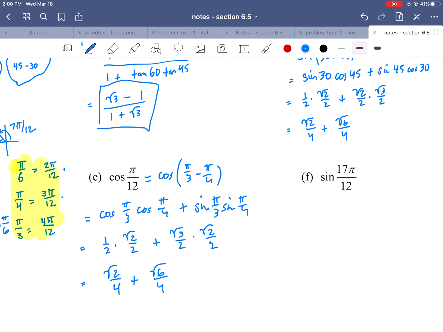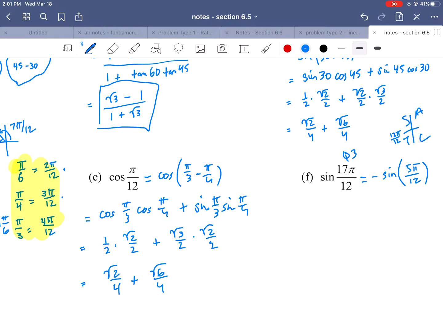Okay, on letter F, we need to figure out how to get sine of 17 pi over 12 into quadrant 1, and 17 pi over 12 is right now in quadrant 3. And so if I think about this, in quadrant 3, sine is negative, and so I want to change this to become negative sine of the reference angle. And so again, the reference angle is going to be in relation to 12 pi over 12, and so that's going to give me a reference angle of 5 pi divided by 12.